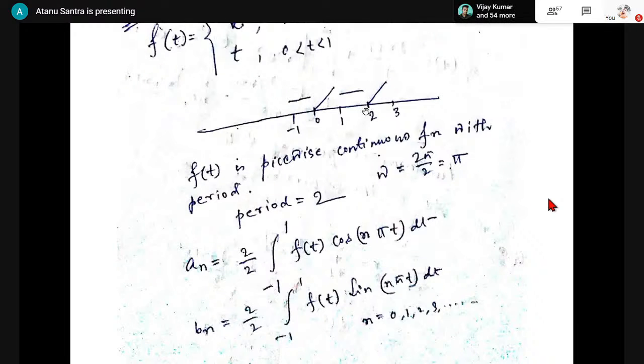If we talk about the t is equal to 2 point, we will also see the functional value converges to k plus 0 by 2, that means k by 2, right? Is it right? At every point of discontinuity, the value of convergence will be k by 2. The functional value converges at k by 2 for this particular example.